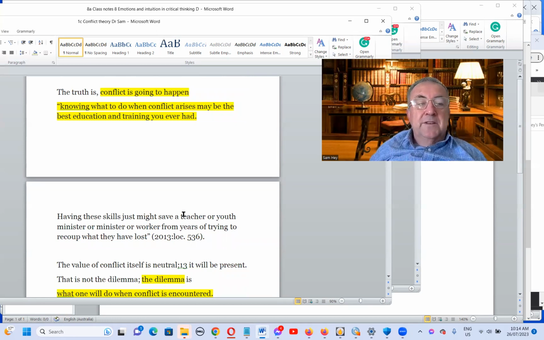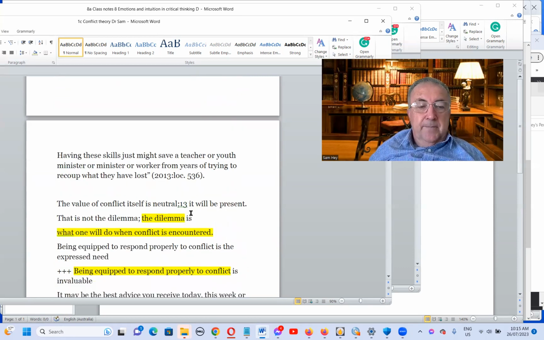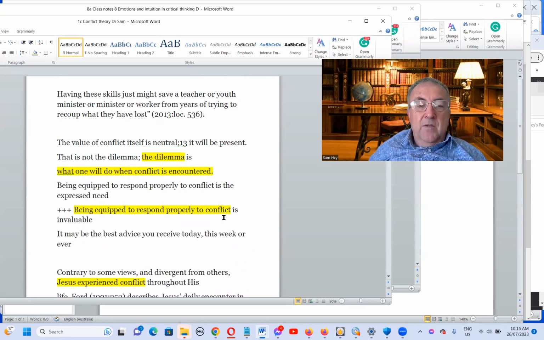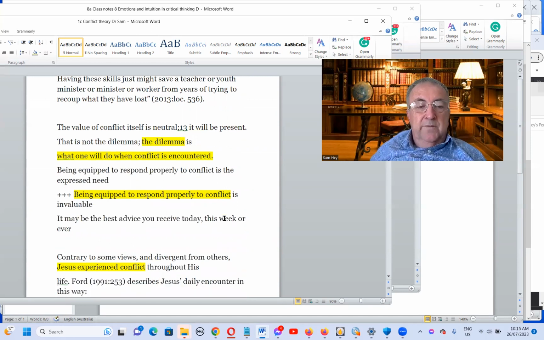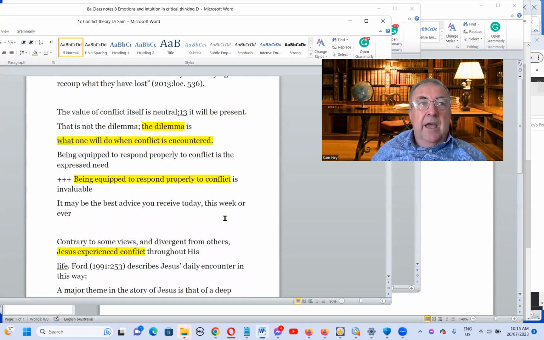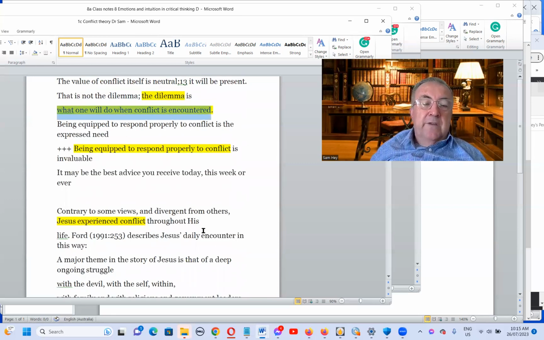The truth is, conflict is going to happen, and knowing what to do when conflict arises may be the best education and training that we might have. The value of conflict is neutral. That's not the dilemma. The dilemma is, what do we do? How do we handle conflict when it occurs? Different viewpoints will inevitably occur. Different values will inevitably occur. But the question is, what does one do when there are different viewpoints and different values?